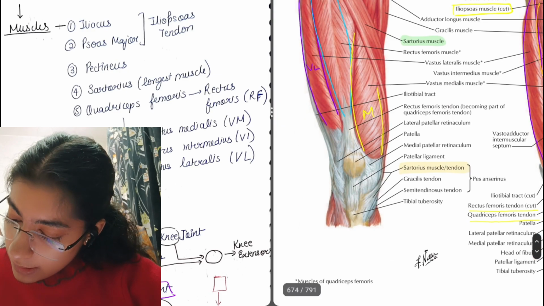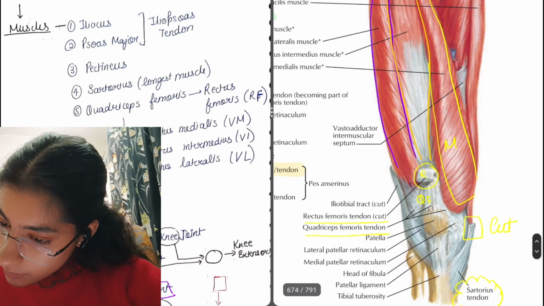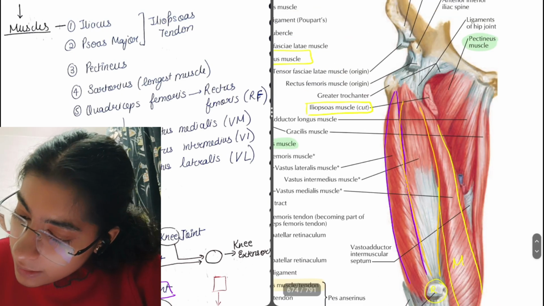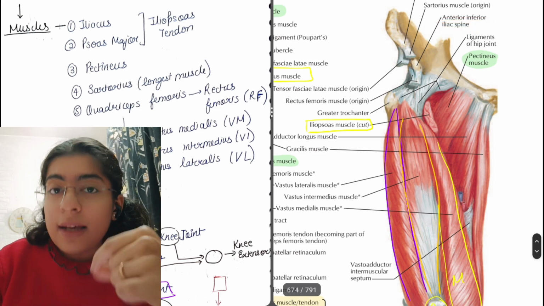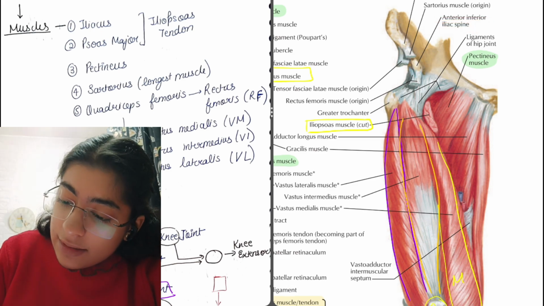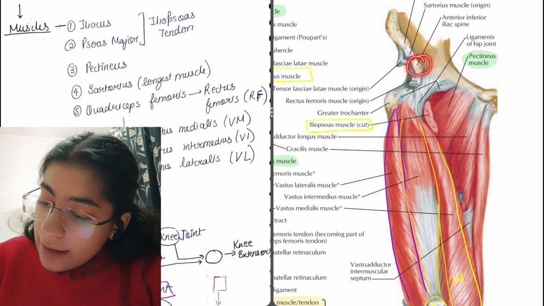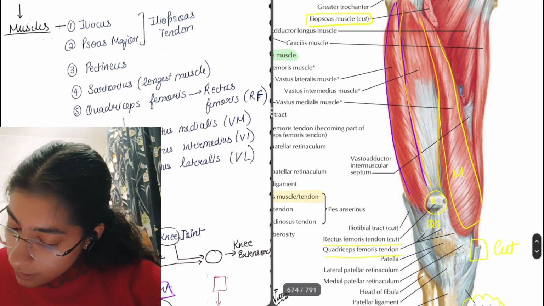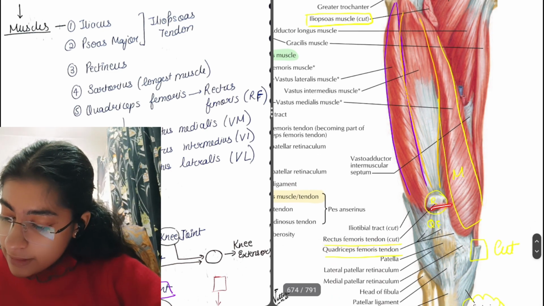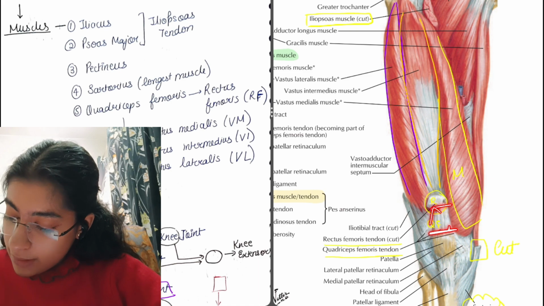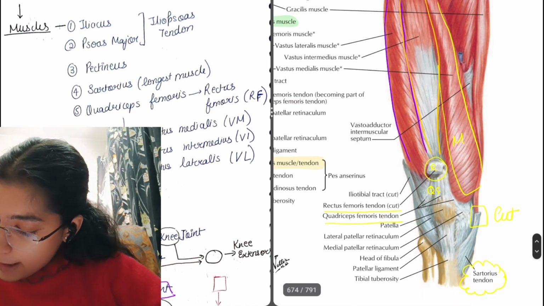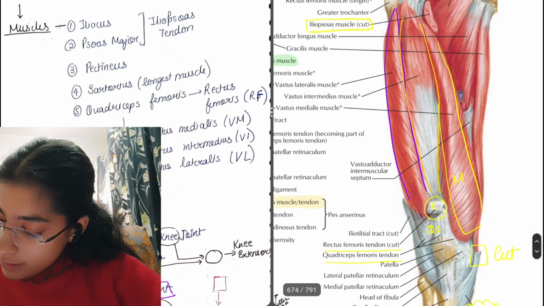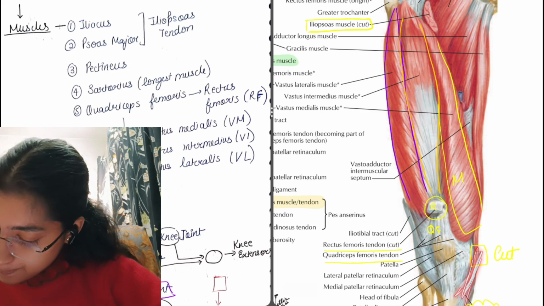Next, in this picture, you can see these things. Here I have removed and this is the rectus femoris origin from the anterior inferior iliac spine. As you can see, this is the ASIS, this is the AIIS, and the rectus femoris originates from here. I have cut these. Now the rectus femoris tendon is here and this is the quadriceps femoris tendon. Here I have also cut the sartorius tendon, which is inserting here.